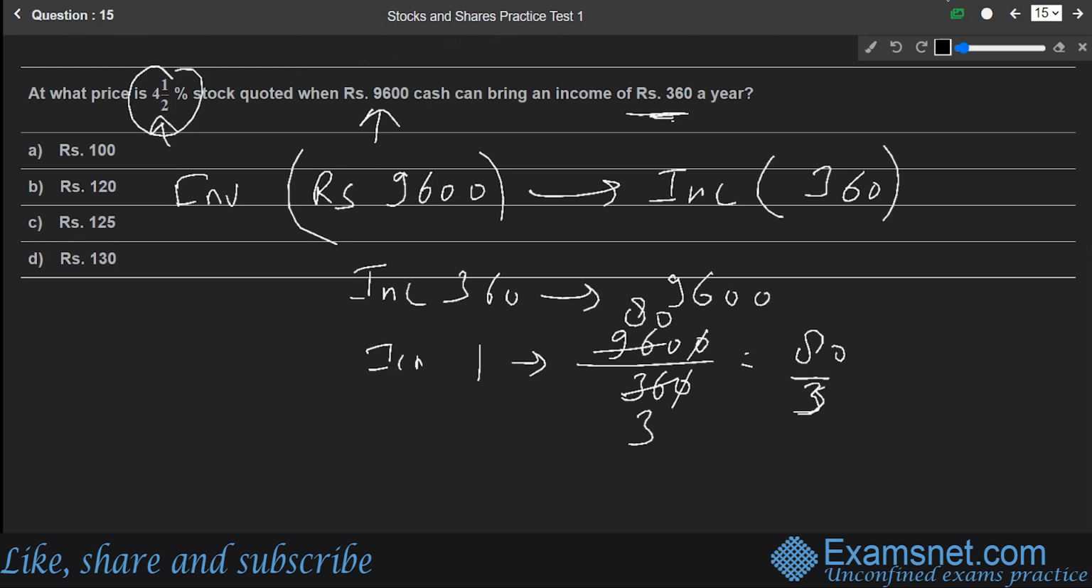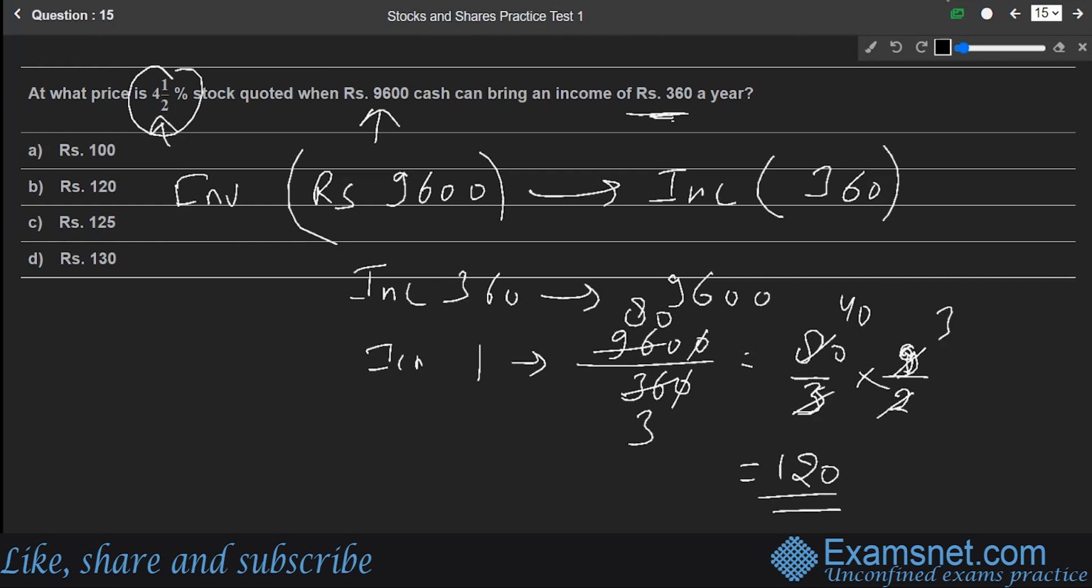At what price is 4.5% stock quoted? So it is quoted at 4.5% more, so we have to find out 4.5% of it. 4.5 is nothing but 9 by 2. If you solve this further, this gives you 40, and 3 cuts the 9 by 3, so it gives you clearly the value of rupees 120.